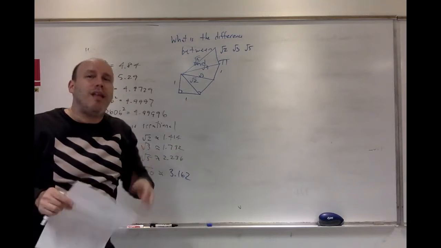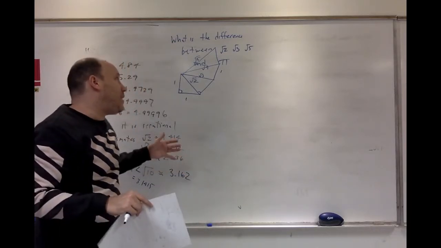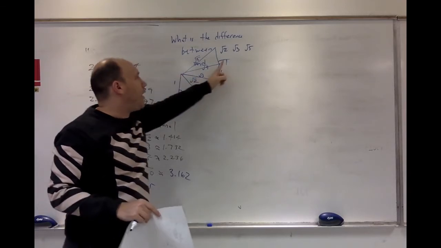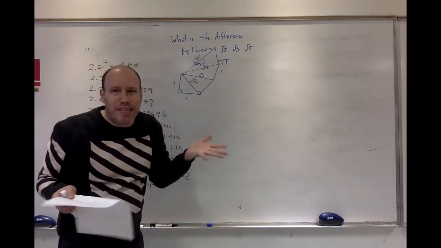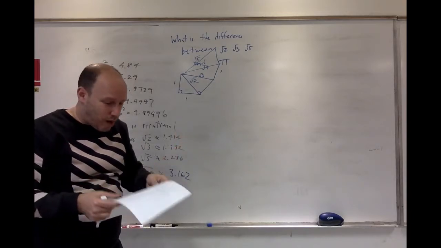You can construct it. This is what the ancient Greeks were trying to do. And so the idea is you can construct these. You can't construct pi. You just can't do it. So that's the difference. Kind of interesting.